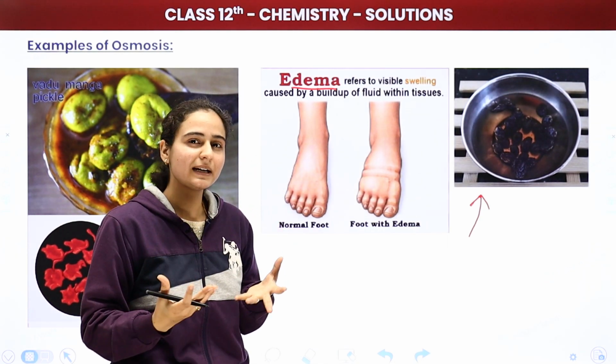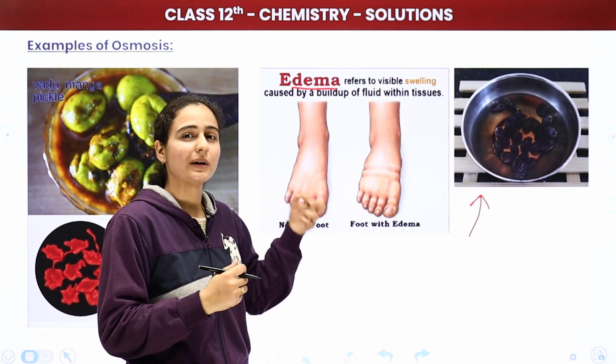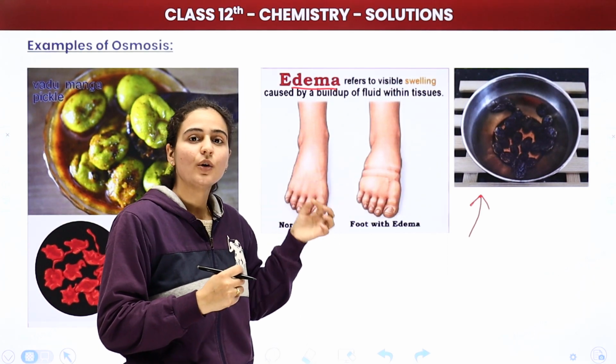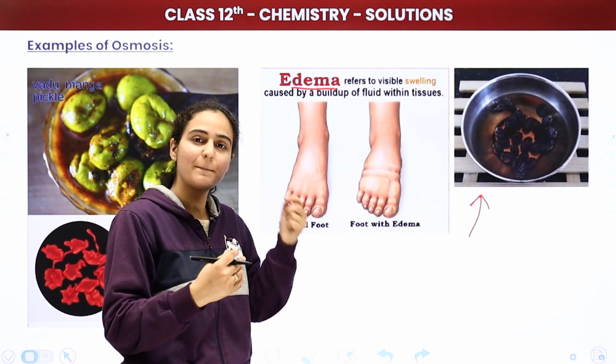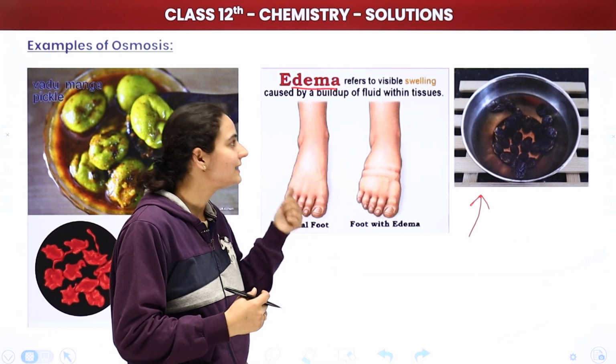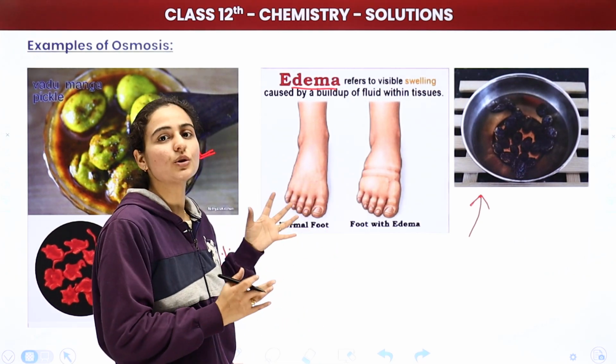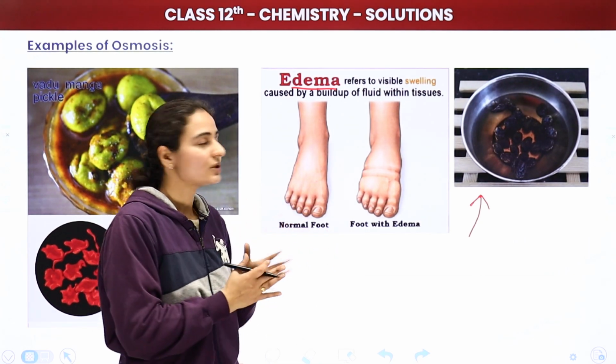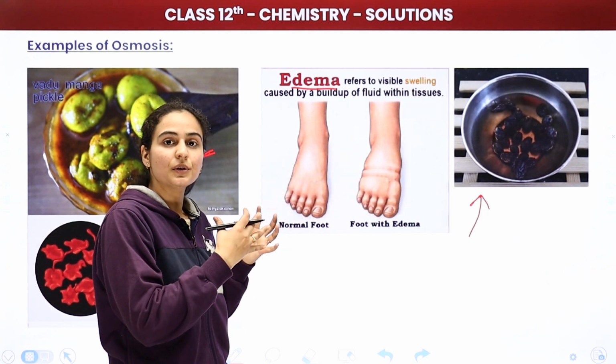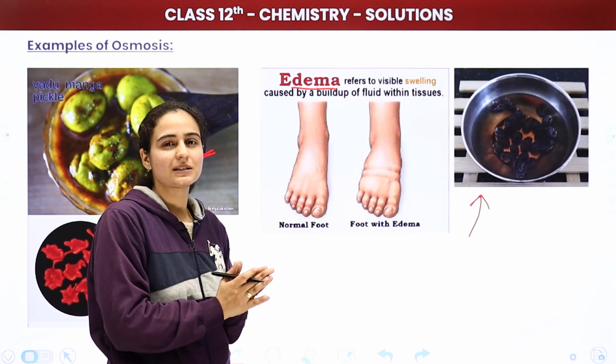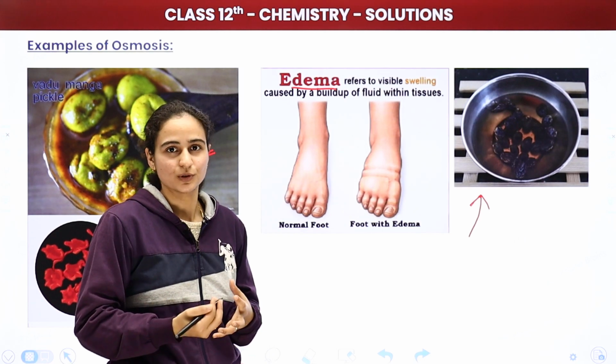So why is that happening? Because all the tissues and cells of our body have swelled up because of osmosis, and this is a medical condition which is known as oedema, right? So this becomes our last example to understand what is osmosis.